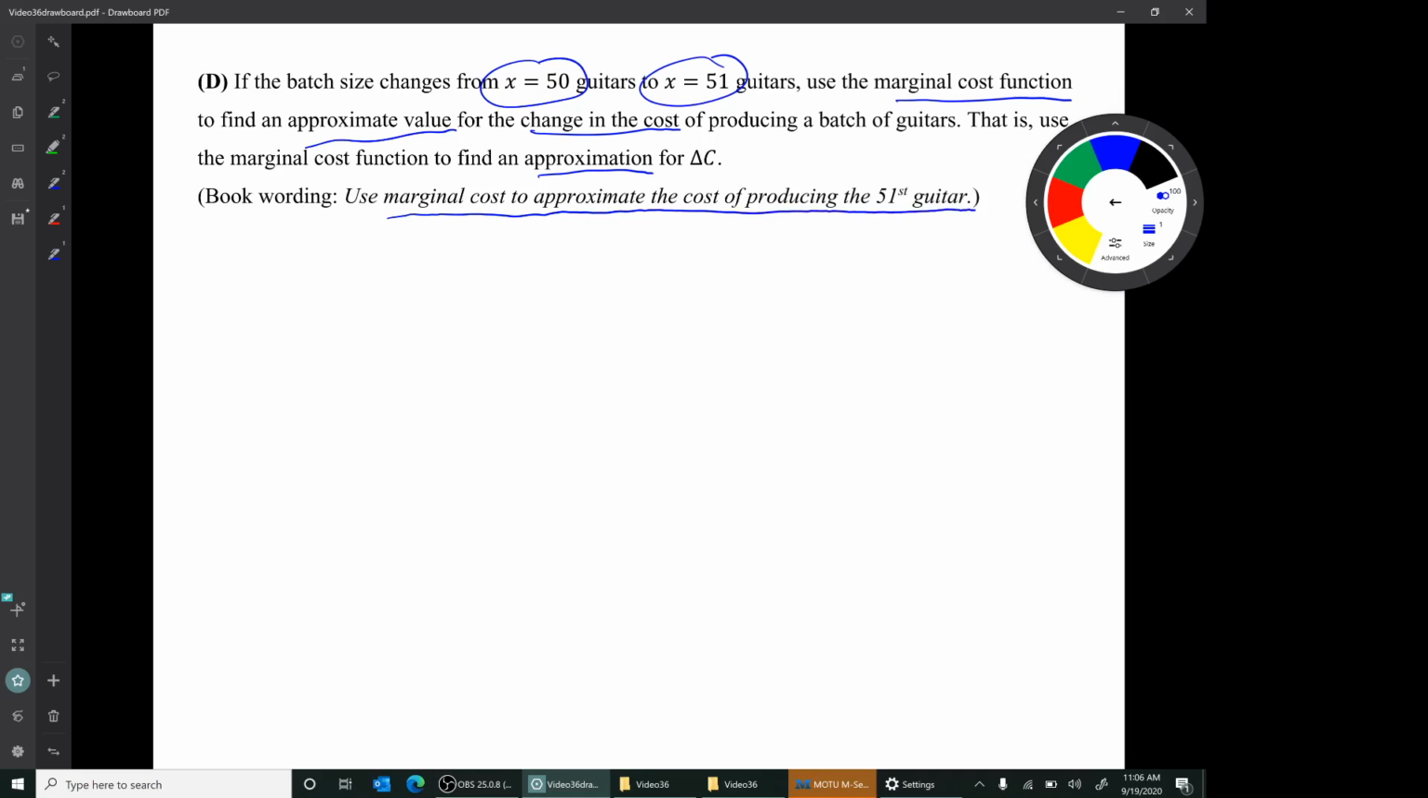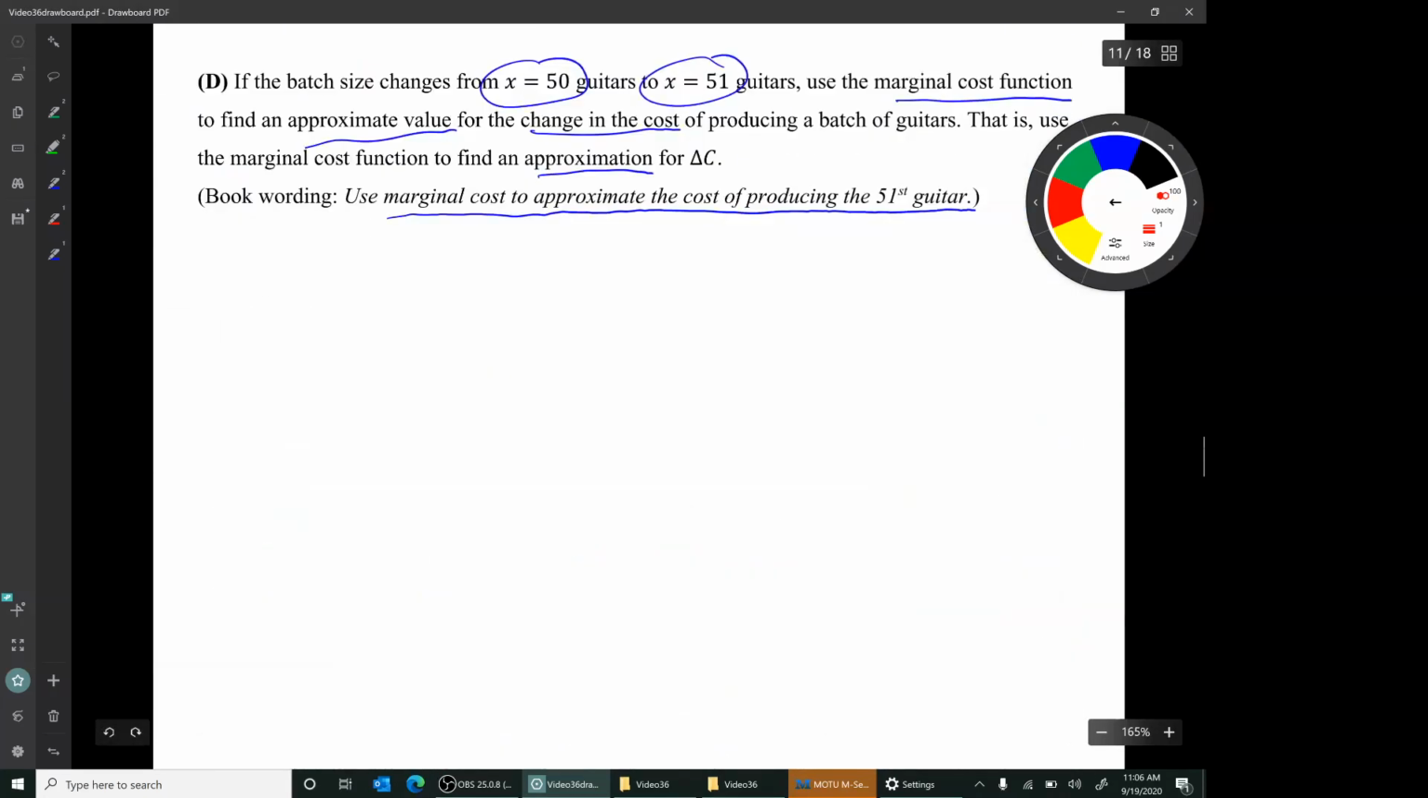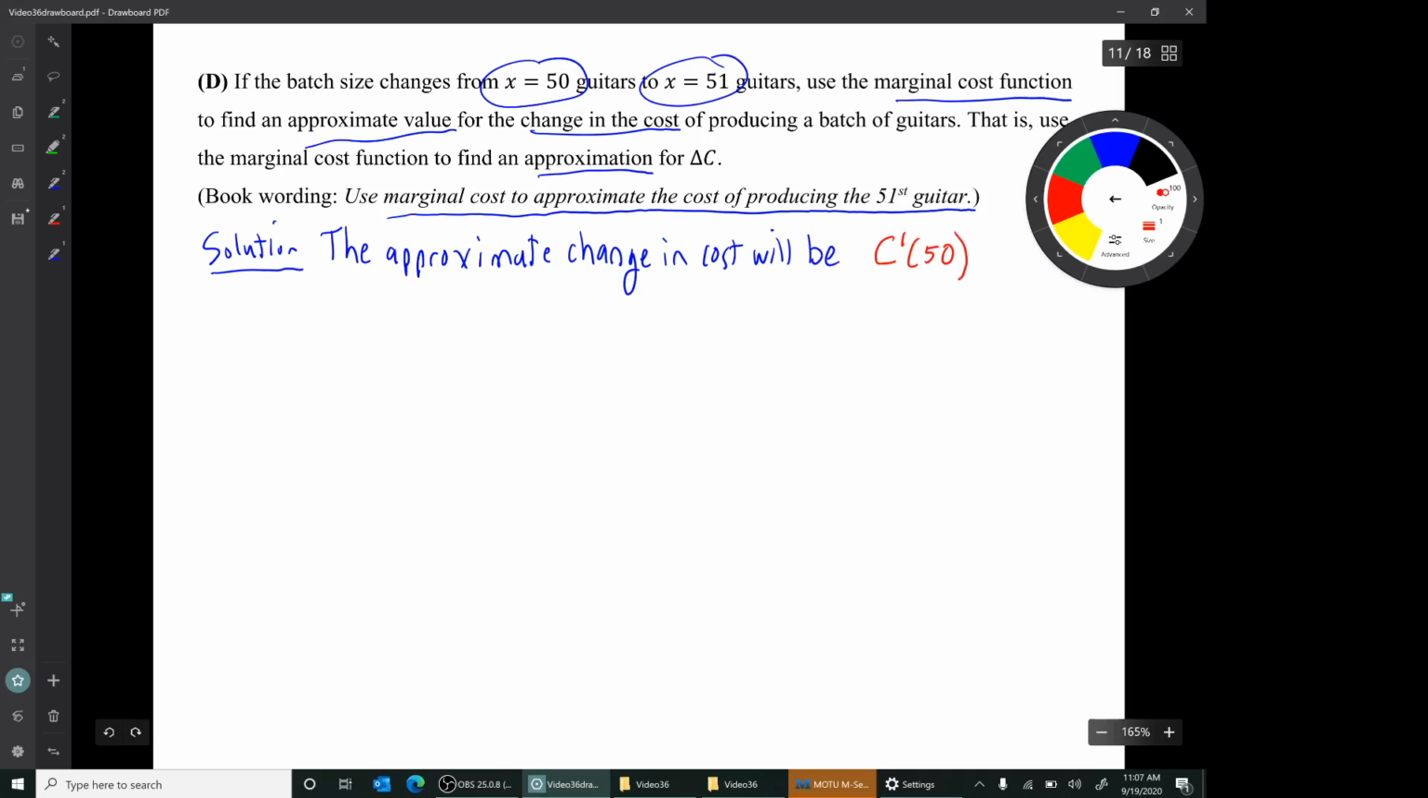Well, let's go back up and review our strategy. The idea is we have computed this. This was that amount, $74.75. Now we're going to compute an approximation of that using the marginal cost. So I'm going to denote this in red. The approximate change in cost is C prime parentheses 50. So our strategy should be find C prime parentheses x and then substitute in x equals 50.